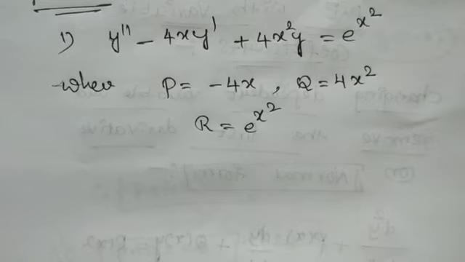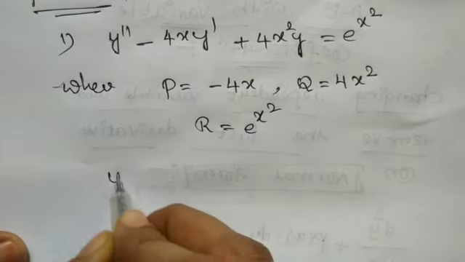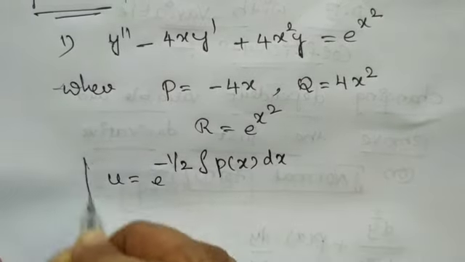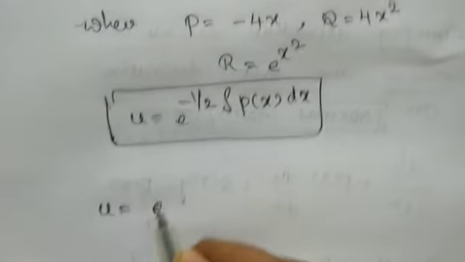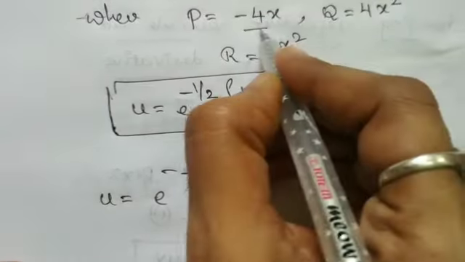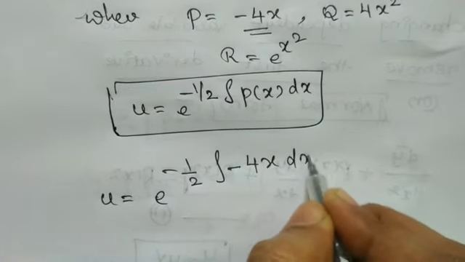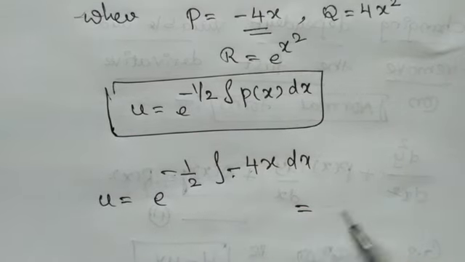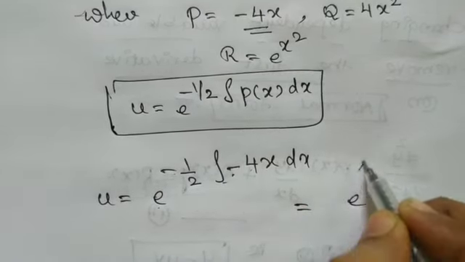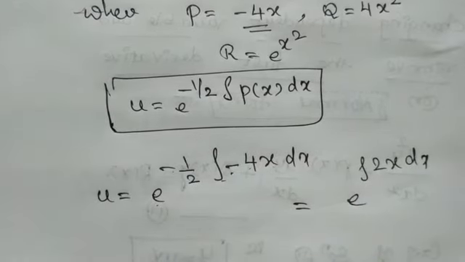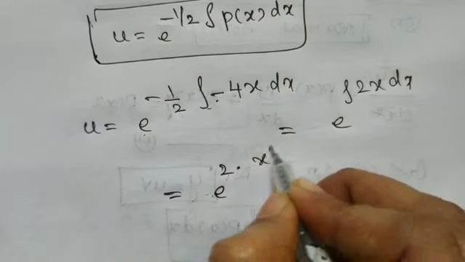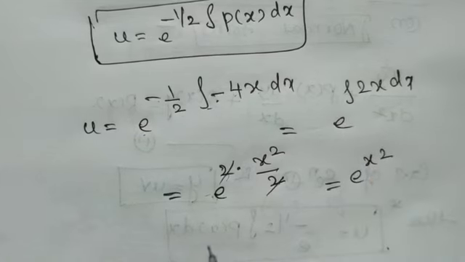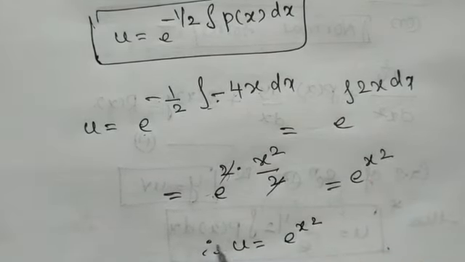Here we have the formula u equal to e power minus half into integration of p of x dx. Therefore u equal to e power minus half into integration of minus 4x dx. So e power minus into minus plus, 4 by 2, that is 2, so e power integration of 2x dx, which is e power 2 into x square by 2. Here 2 cancels, therefore u equal to e power x square.